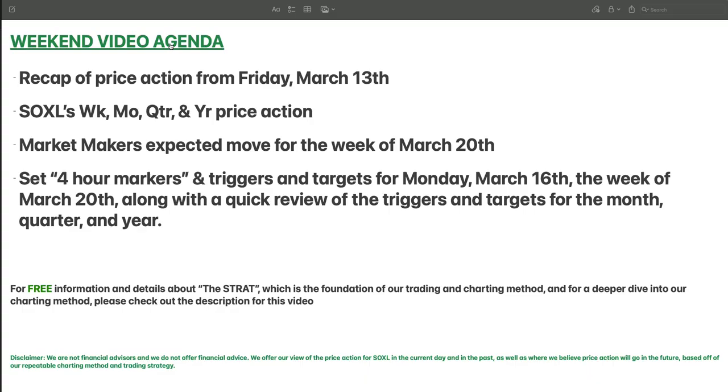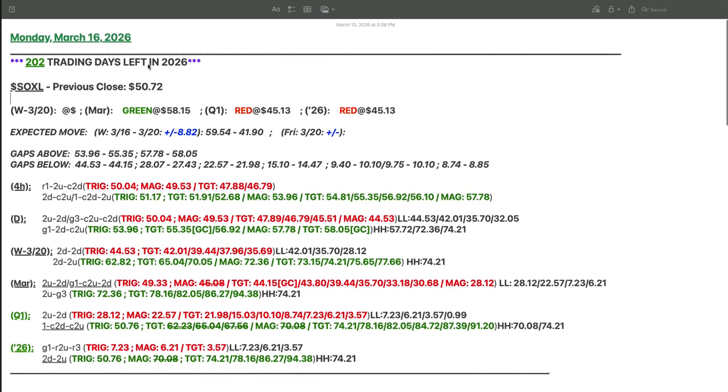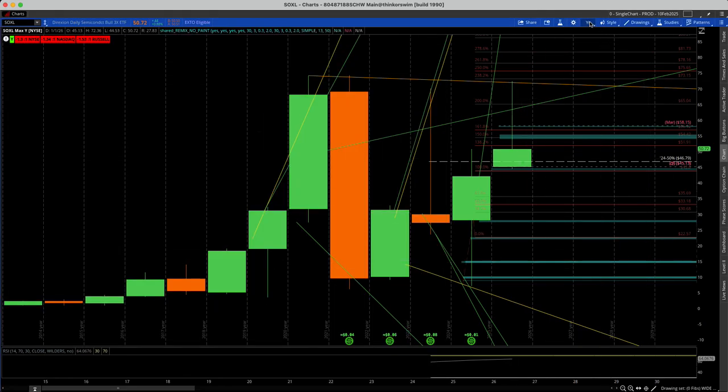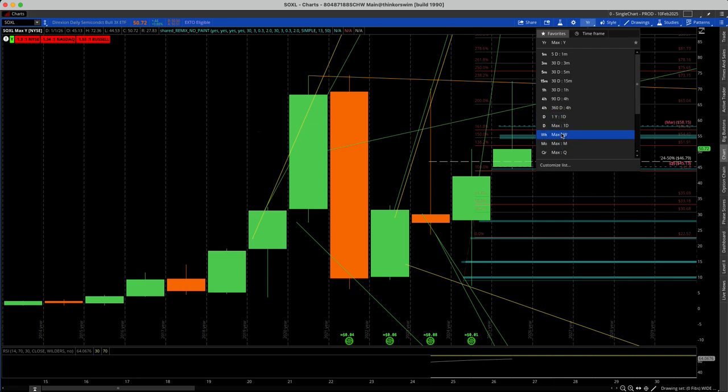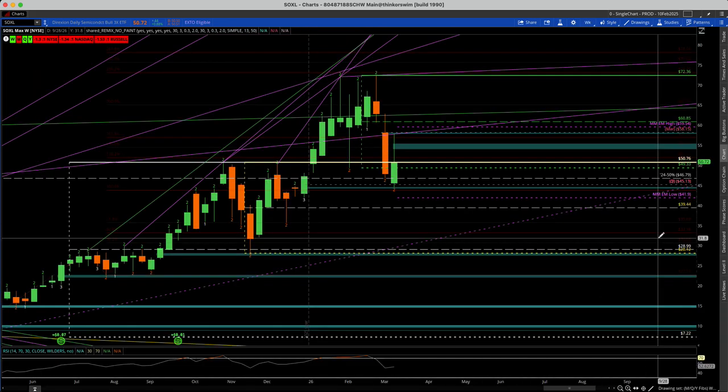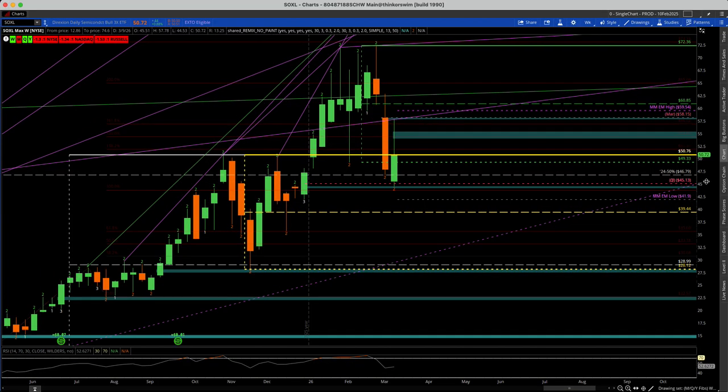So if we go over to our notes real quick, we've got for March 16th, 202 trading days left in 2026, and the close price on Friday was 50.72, right? So with that $8.82 move, that gives us an expected range of 59.54 to 41.90 for this coming week, right? So if we go back over to the charts, let's take a look at the week chart first, and let's go to a chart that has the expected move. There we go. Make this a little bigger.